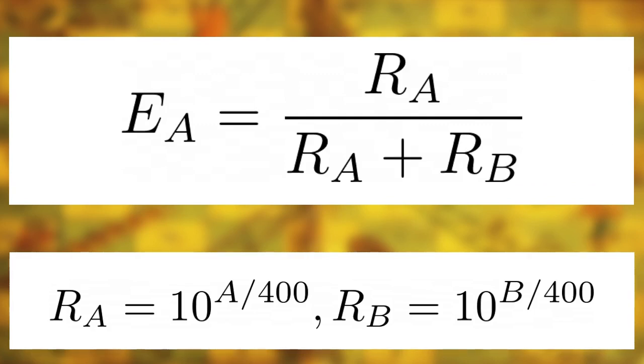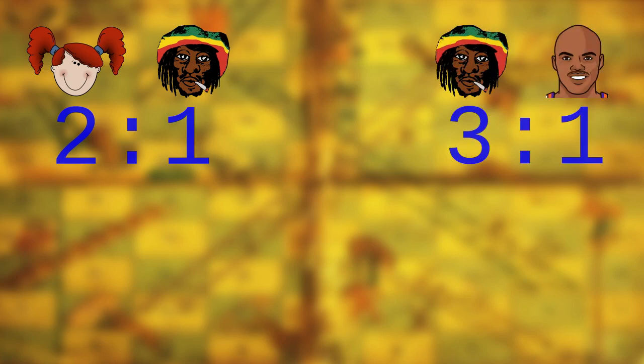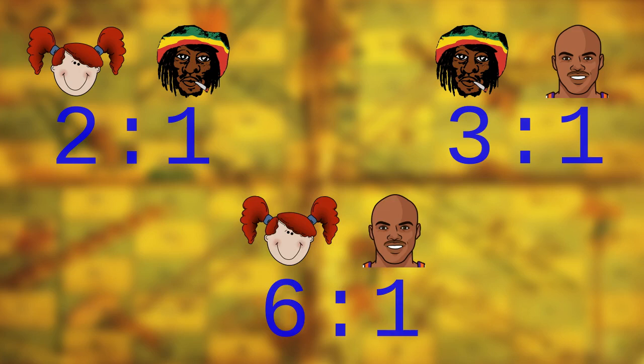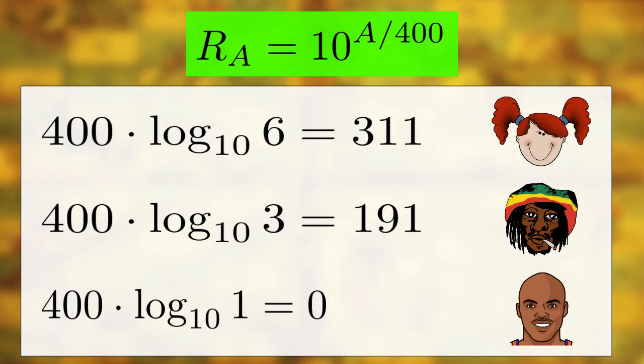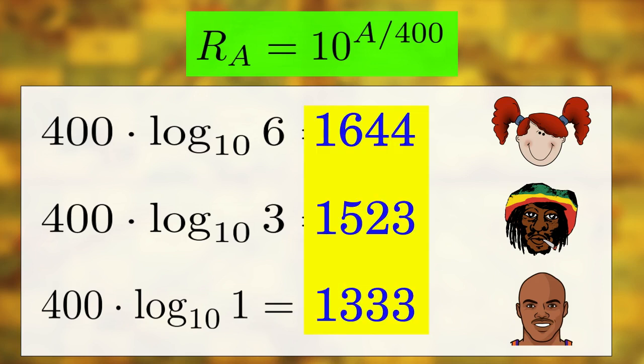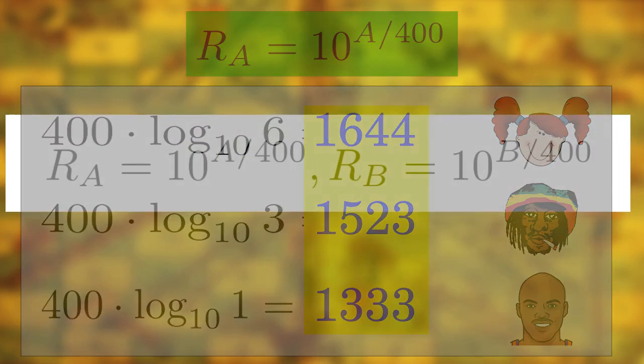Do you see it now? The Elo system is odds in disguise. It's based on the really simple idea that if Alice is a 2-to-1 favorite over Bob, and Bob is a 3-to-1 favorite over Chuck, then Alice is a 6-to-1 favorite over Chuck. And here, if we reverse the equation, Alice, Bob, and Chuck Elo ratings would be 311, 191, and 0, or 1644, 1523, and 1333 if we stick to the convention that Elo values are centered around 1500.